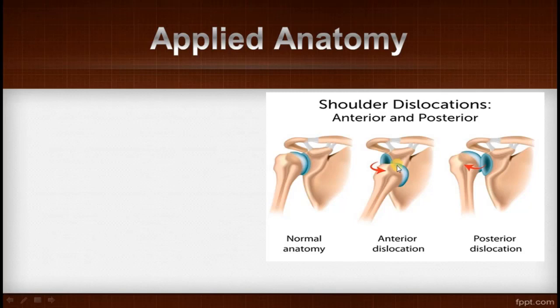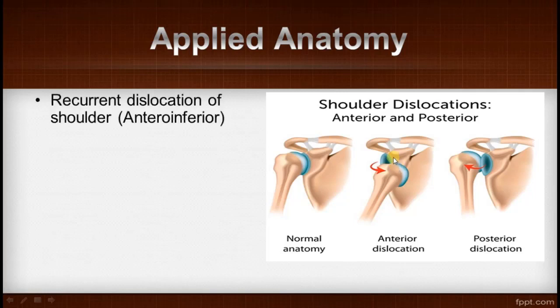Anteroinferior dislocation most commonly occurs when you try to throw something forcefully with the help of your hands. So you are holding a ball, a football or a basketball, and when you want to throw it very forcefully so that it goes a very long distance, then naturally anteroinferior dislocation might take place. This is one thing.